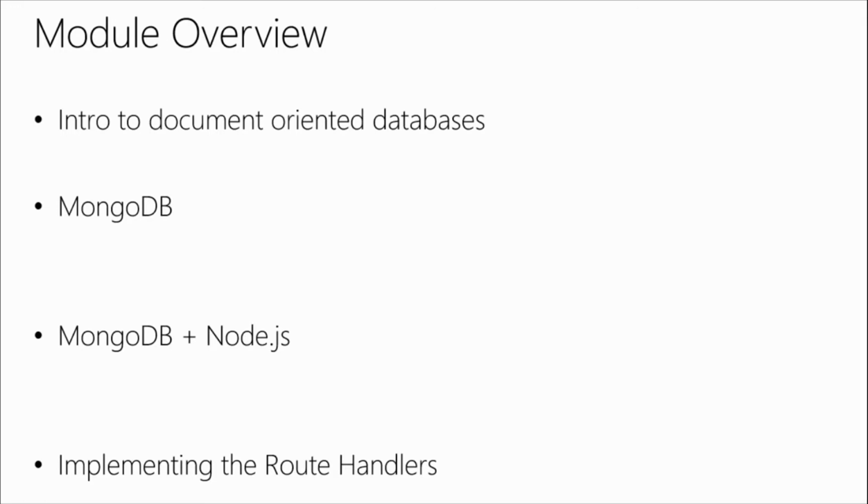So for this module, we're going to talk about an intro to document-oriented databases, just really a quick overview of that, what MongoDB is, how to use MongoDB from Node.js, which will flow right into how we can implement those route handlers for the post APIs to manipulate individual posts.